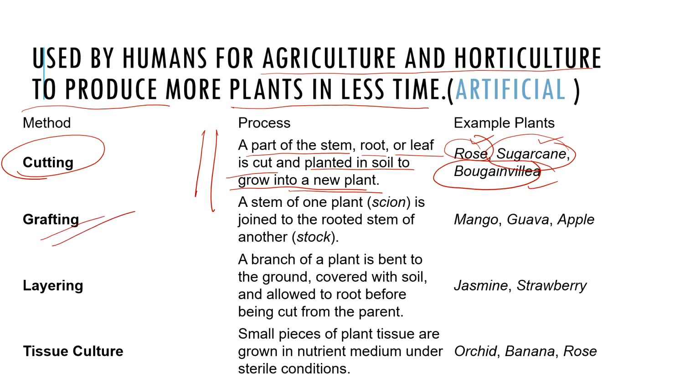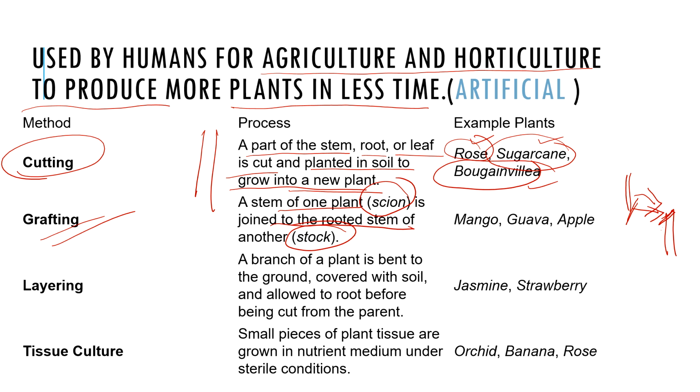Now next comes grafting. A stem of one plant, or scion, is joined to the root or rooted stem of another plant, that is the stock. So suppose this is one plant stem, it is brought near to the rooted stem and it is joined here.